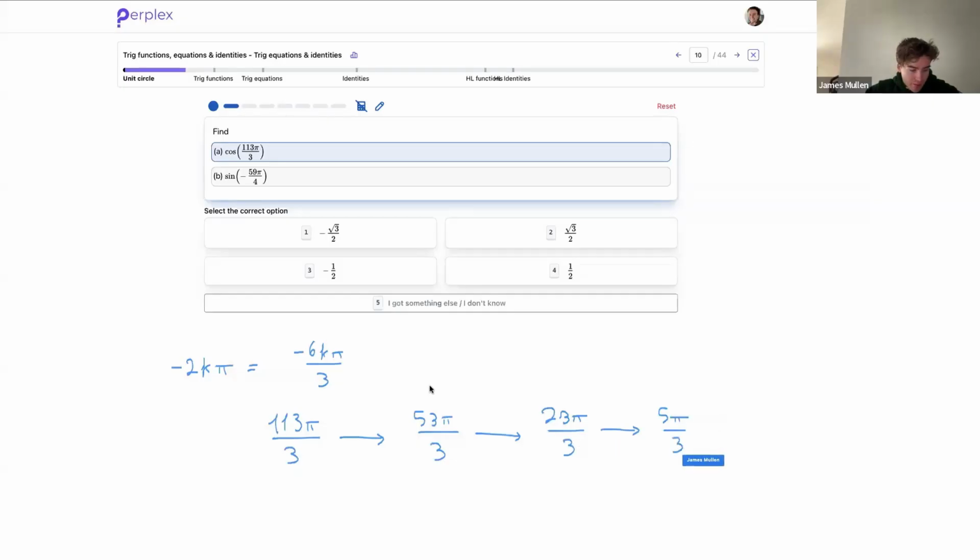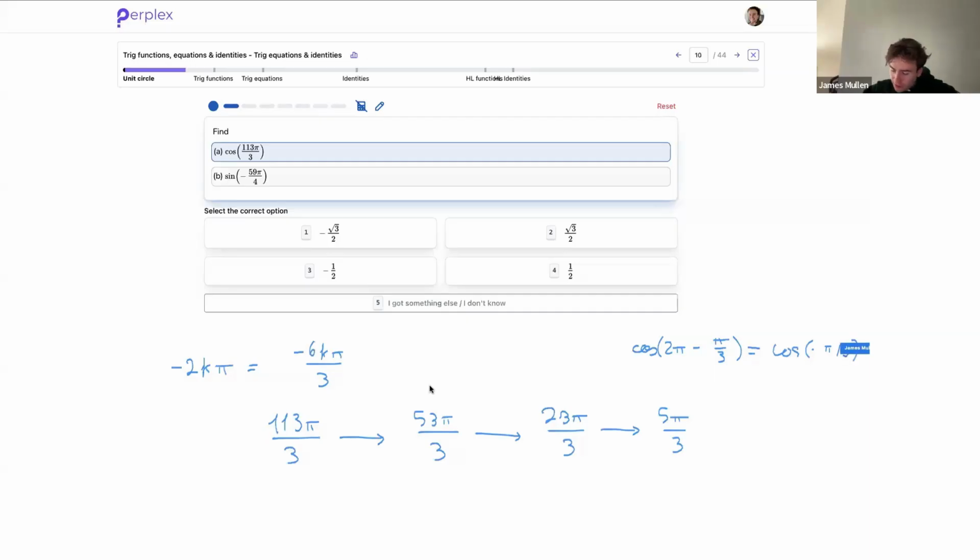And 5 pi over 3, I can think of as cosine of 2 pi minus pi over 3, or in other words, cosine of negative pi over 3.